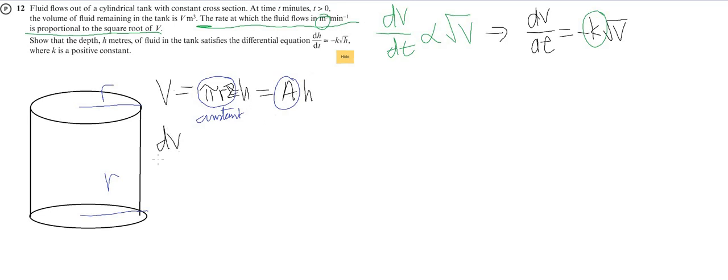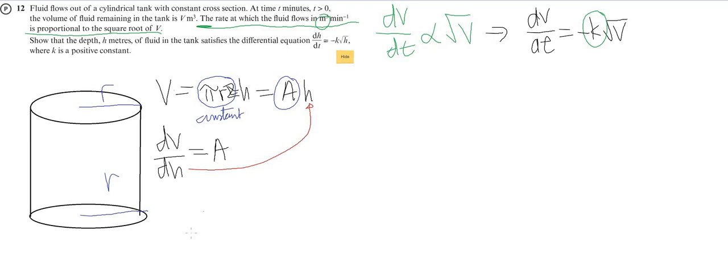Now if we differentiate V, we have to do it with respect to H, which is the variable. So dV by dH: H becomes 1, so we've just got A. The derivative of the volume with respect to the depth is a constant.